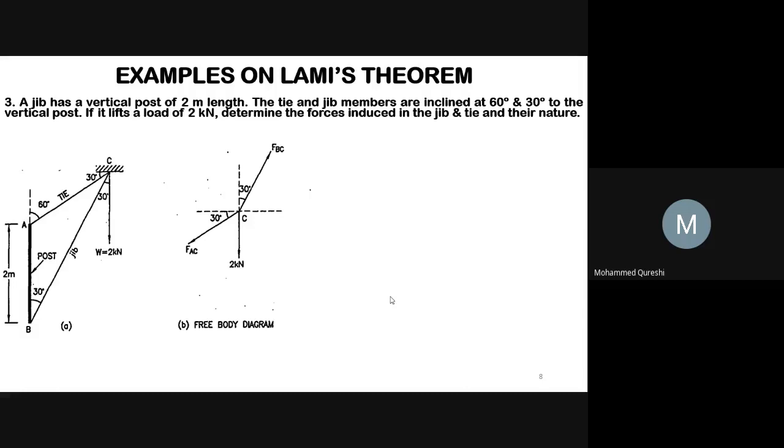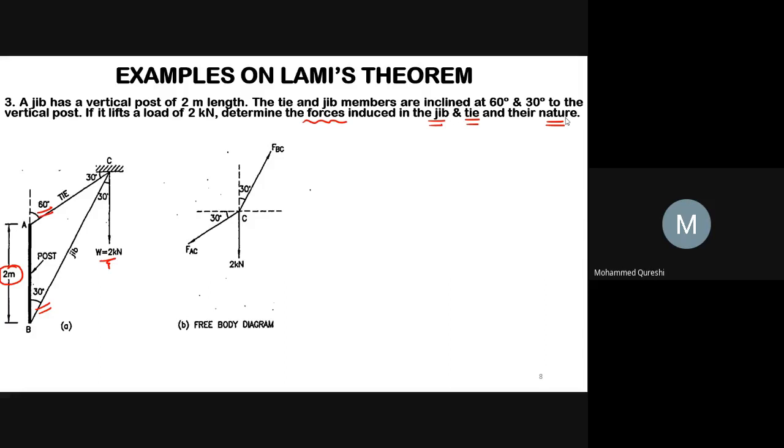A jib crane has a vertical post of 2 meter length. The tie and jib members are inclined at 60 degree and 30 degree with the vertical post. If it lifts a load of 2 kilonewton, determine the forces induced in the jib and tie and their nature. Nature means whether they are tensile or compressive.